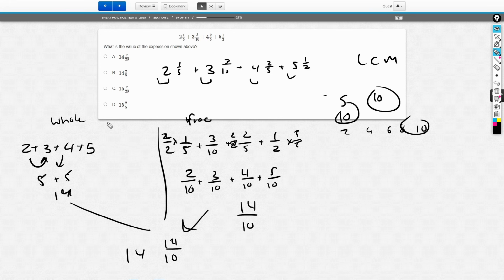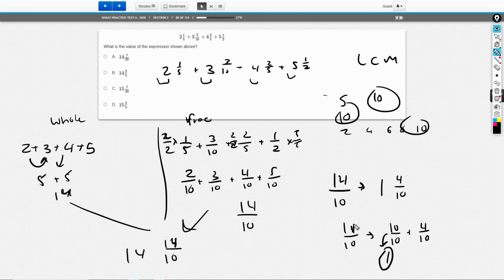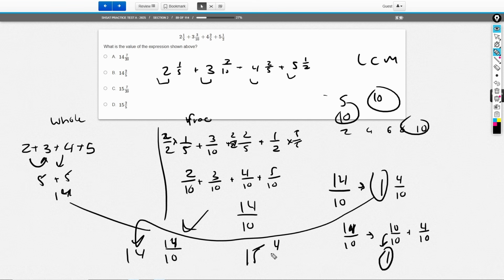But that's not an answer, because this is an improper fraction, right? 14 over 10, I can actually convert this into 1 and 4 over 10, because 14 over 10 is the same thing as saying 10 over 10 plus 4 over 10. 10 over 10 is 1, right? Because the numerator is bigger than the denominator, I need to turn this into a mixed fraction. So this is the same thing as saying 1 and 4/10. This 1 just gets thrown in with the whole numbers, and now your fraction is 15 and 4/10. And if we simplify this, that turns into 15 and 2/5, right? Which is choice B.